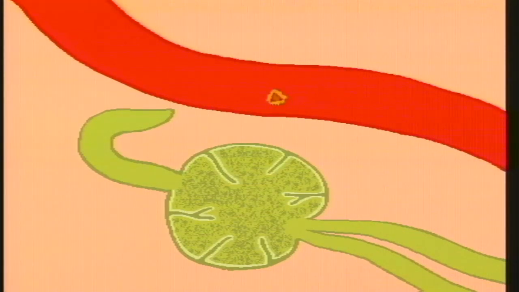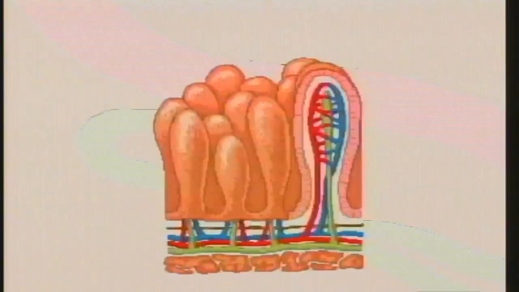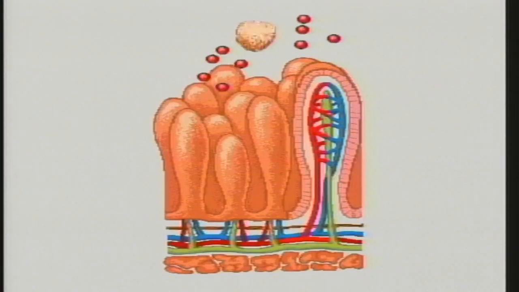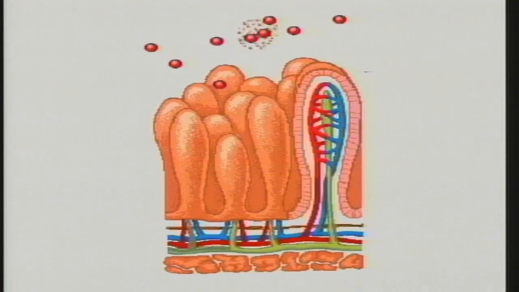Other phagocytes carry disease agents to the lymph nodes and stimulate the production of antibodies. Antibodies travel to the infected area where they combine with the disease agent and inactivate it or otherwise cause its destruction.